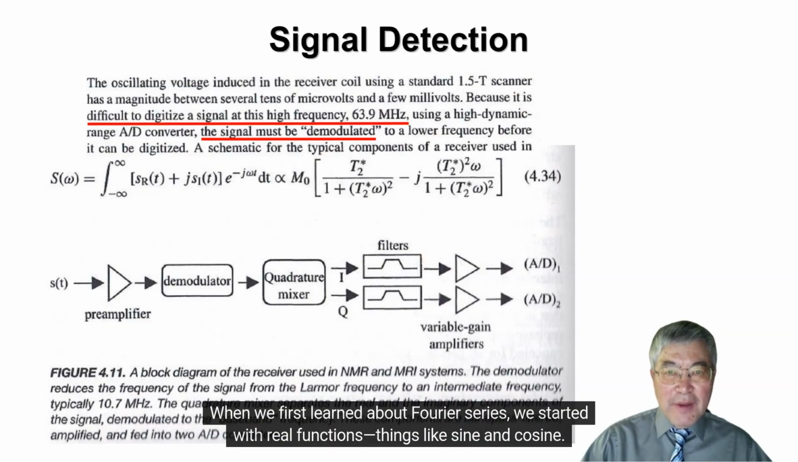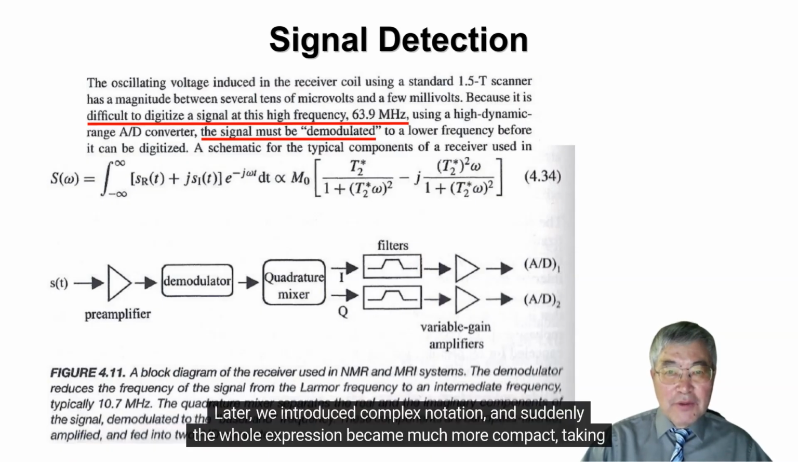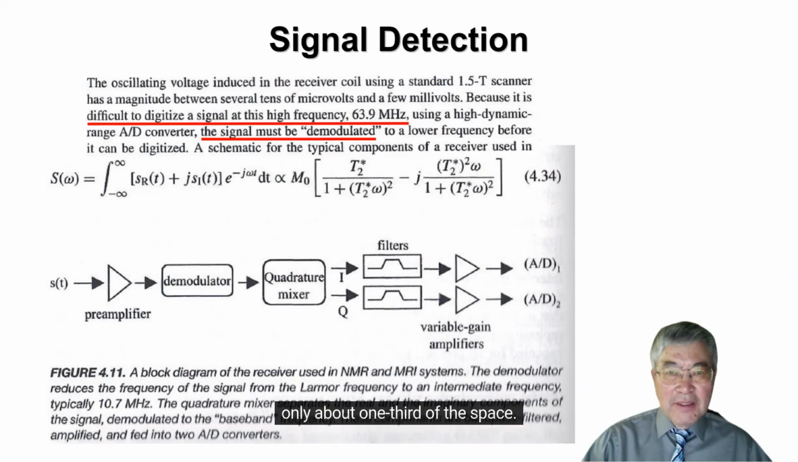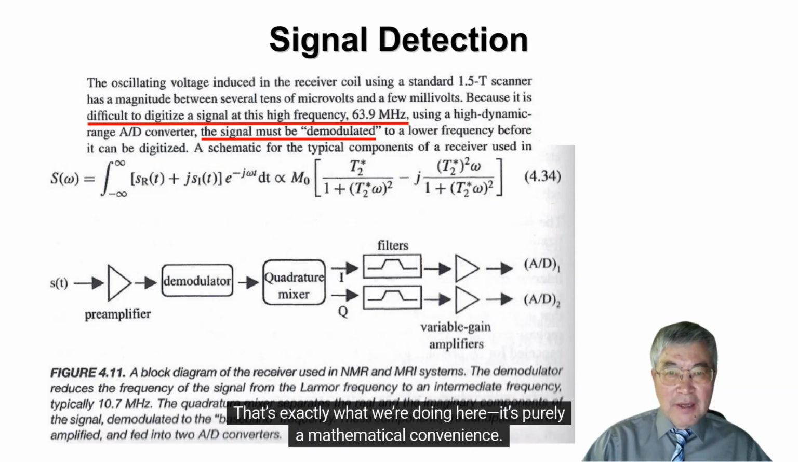When we first learned about Fourier series, we started with real functions, things like sine and cosine. Later, we introduced complex notation, and suddenly the whole expression became much more compact, taking only about 1/3 of the space. That's exactly what we're doing here. It's purely a mathematical convenience.